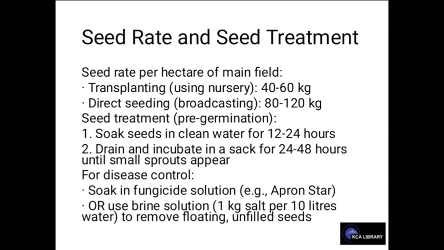Before sowing, treat your seed for pre-germination. Soak seed in clean water for 12 to 24 hours, then drain and incubate in a sack for 24 to 48 hours until small sprouts appear. For disease control, you can soak in Apron Star or use a brine solution, 1 kilogram of salt per 10 liters of water to remove floating seed. On-field seed, good seed treatment gives you a healthy start.